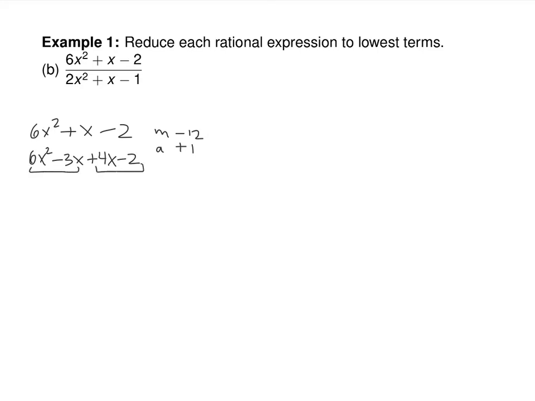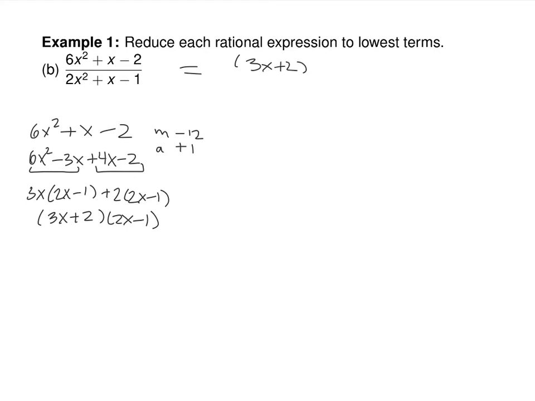So what's your greatest common factor in your first two? 3x. 3x times 2x minus 1. How about the next two? 2. 2 times 2x minus 1. So that's 3x plus 2, 2x minus 1. If you're going to run out of space, because I assumed we were going to guess and check this, you can put this in example 2 under part A. There's plenty of space there. 3x plus 2, 2x minus 1. So that's just the numerator.